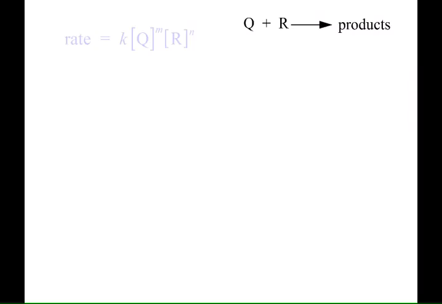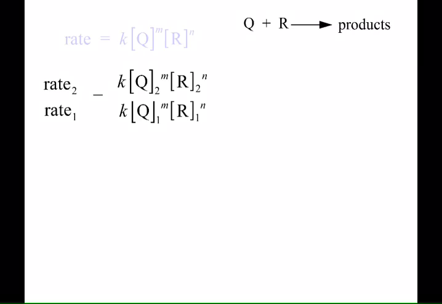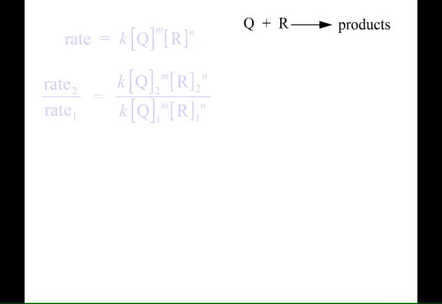We're going to take the second trial. I hope you guys can read this, it's kind of purpled out. Rate 2 for the second trial is equal to the molar concentration of Q at the second trial, raised to its reaction order, times the molar concentration of R, which was constant for both trials, raised to its reaction order, times K. And we do a similar thing for the first experiment, rate 1.